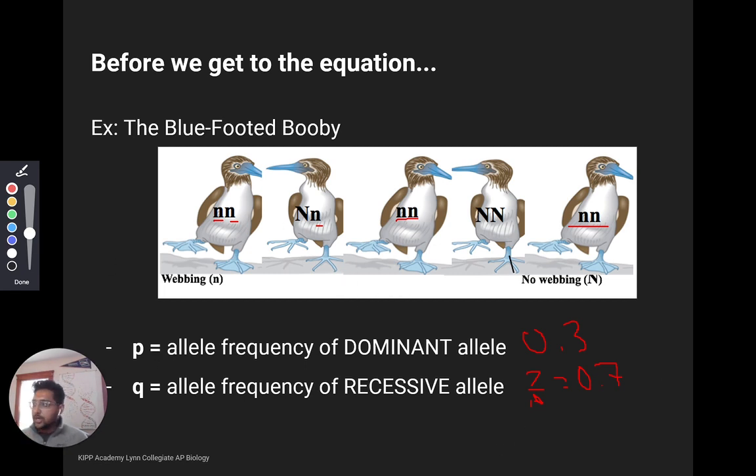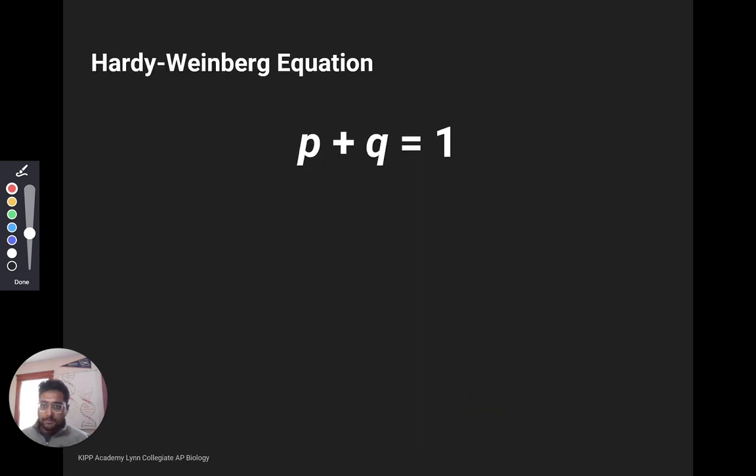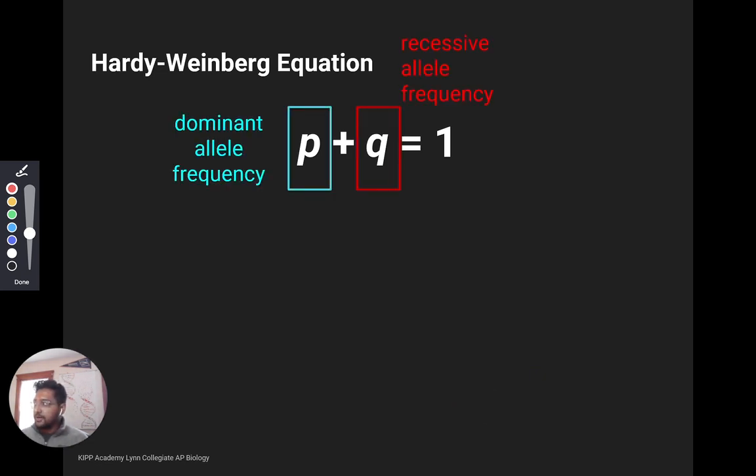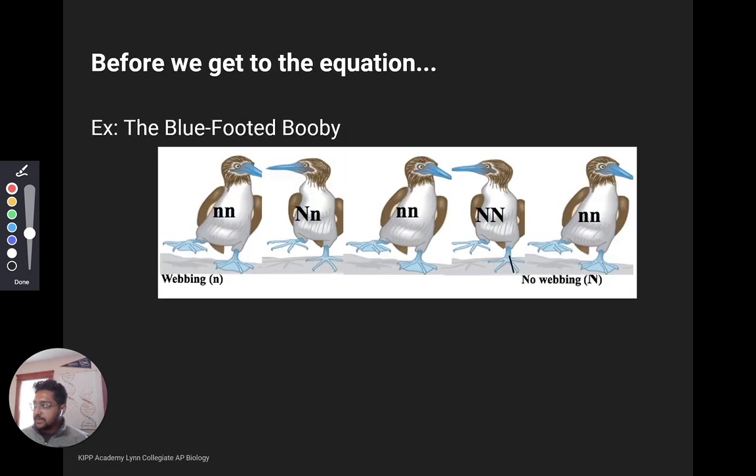The key issue to know is that P plus Q needs to equal 1, and that makes sense when we think about the whole population. The frequency of the dominant allele and the frequency of the recessive allele combined will always equal 100%, or P plus Q equals 1. Therefore, P plus Q equals 1. So this is the Hardy-Weinberg equation. The dominant allele frequency is P, the recessive allele frequency is Q, and that equals 1.